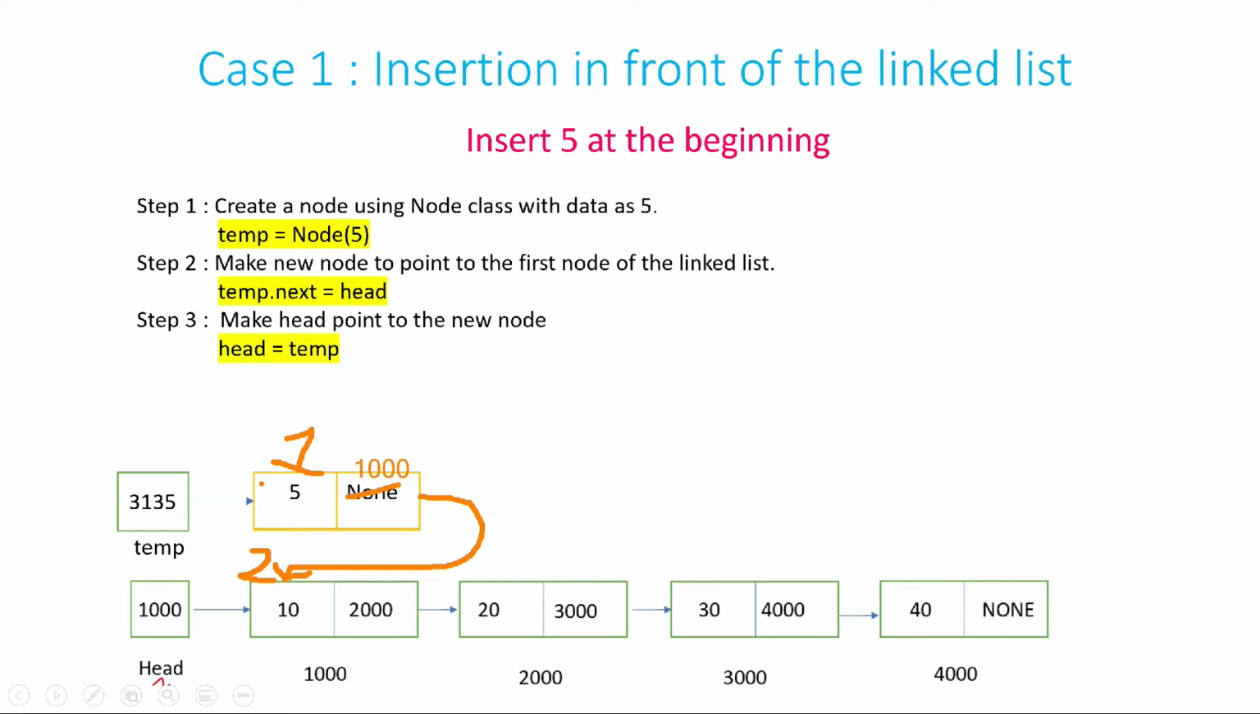So now see, starting from here, this first node, second, third, fourth, fifth. Now this complete linked list is made. Now the only thing pending is to change head. Now we'll make head 3135. So now our complete linked list is ready. Head contains 3135. It means it is pointing to this node. This node is pointing to this, right? So this becomes your first node. This becomes your second node and so on. So that's how you have inserted 5 at the beginning.